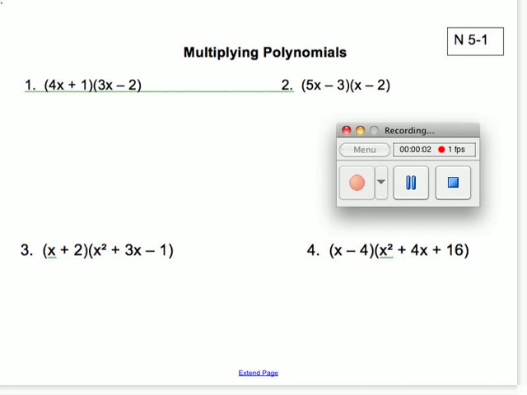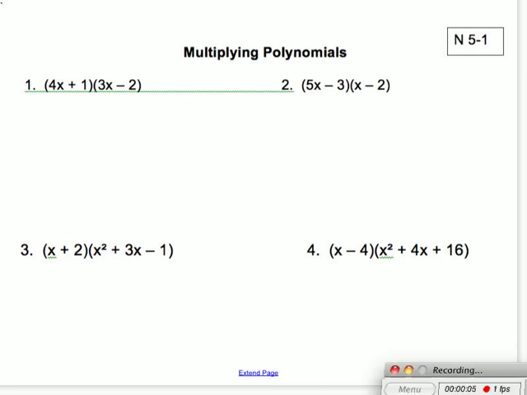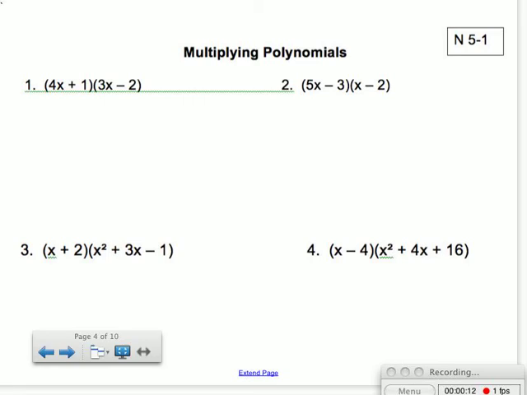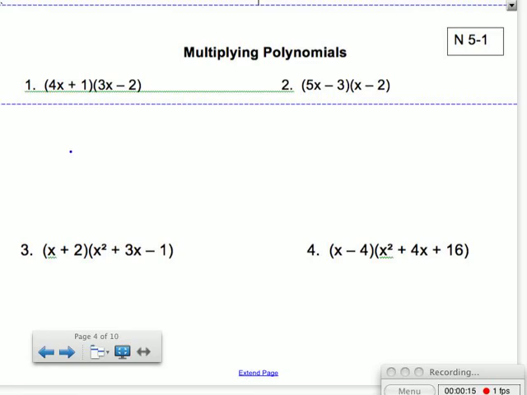Okay, this is the first lesson for Unit 3, and this is lesson N5-1. So what we're going to do today is we're going to multiply polynomials. What you might remember about this is the word FOIL.